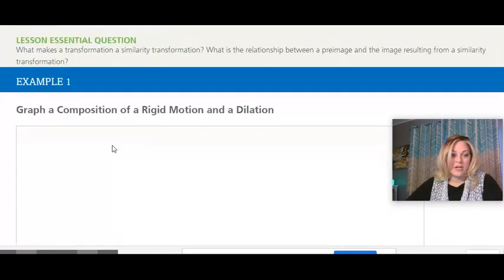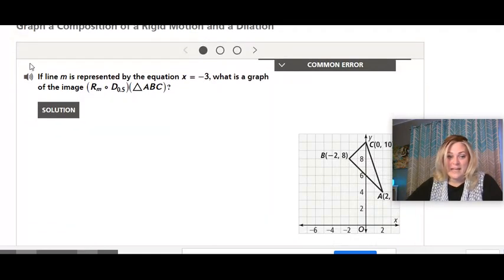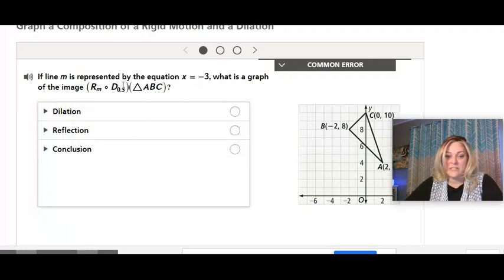So example 1, graph a composition of rigid motion. So here is the visual, and it says if a line M is represented by the equation x equals -3. So imagine this line right here at -3, x equals -3. What is a graph of the image? So it's asking you to do 2 things, a composition of transformations. So you look at this, and if we need to do the dilation first, the one on the far right is the dilation. And then we're going to do the reflection.